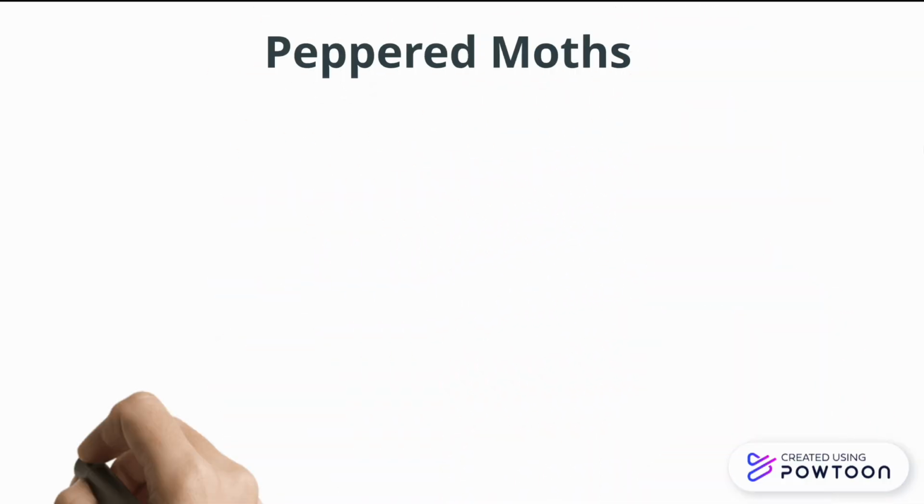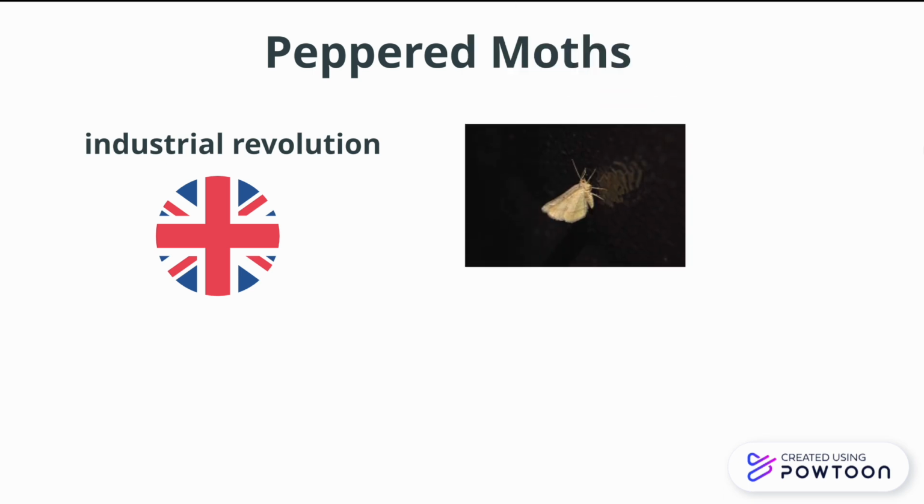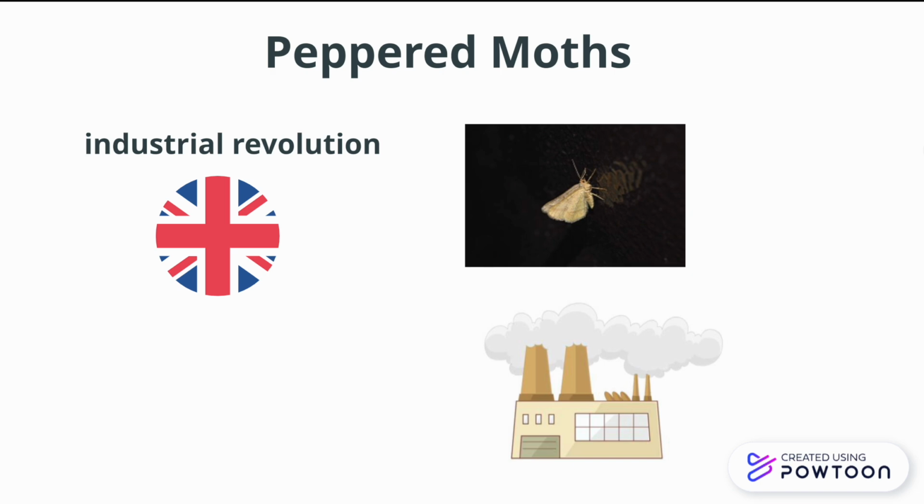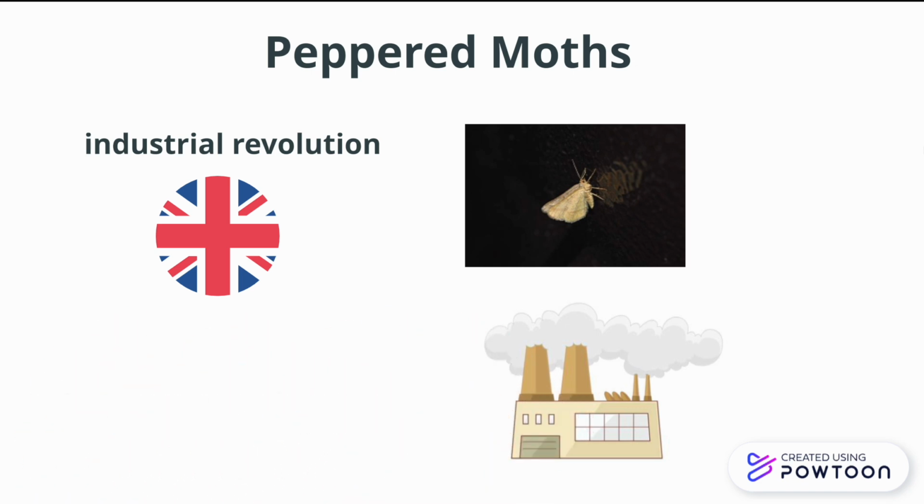One classic example is the peppered moth during the Industrial Revolution in England. Originally, most moths were light-colored, blending in with tree bark, but as factories released soot that darkened the trees, darker-colored moths became more common because they were harder for predators to spot. This change in allele frequencies is microevolution in action.